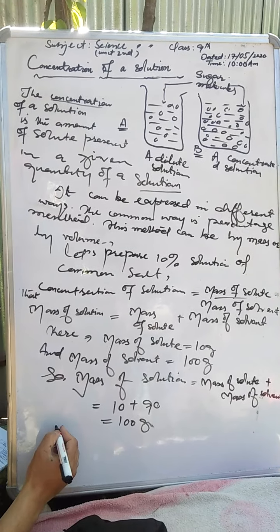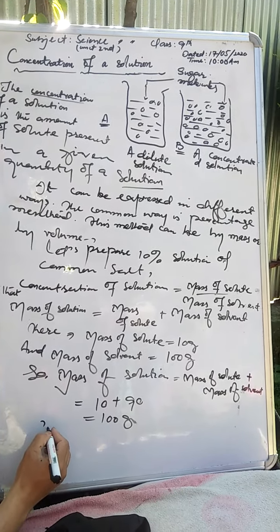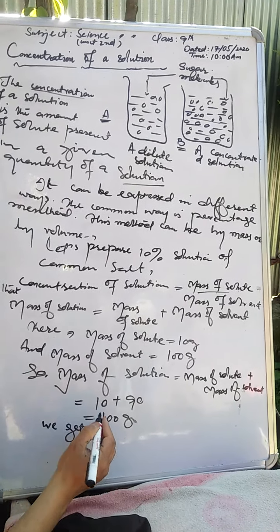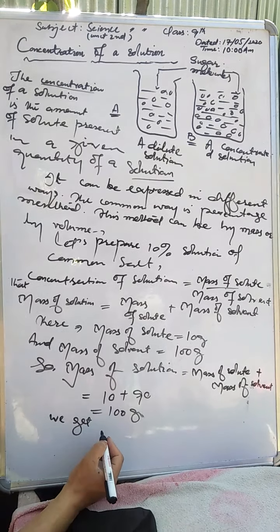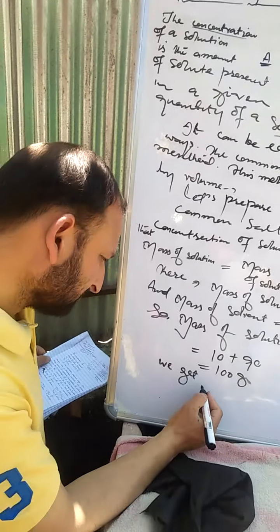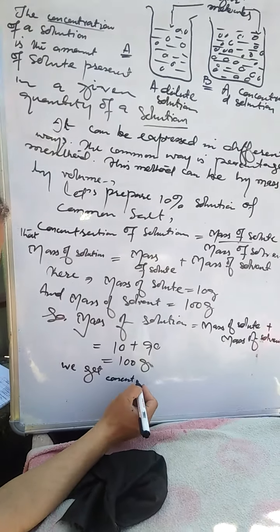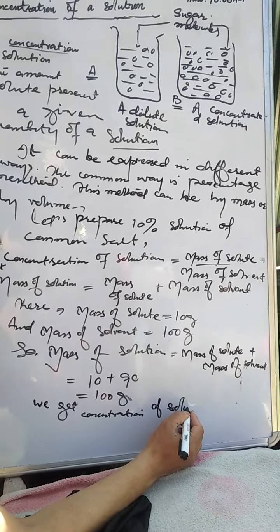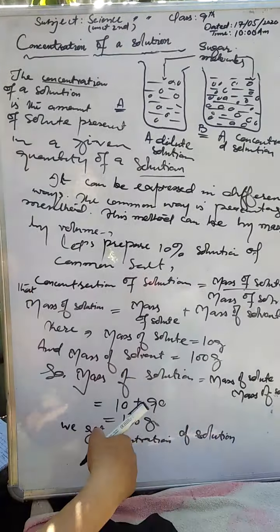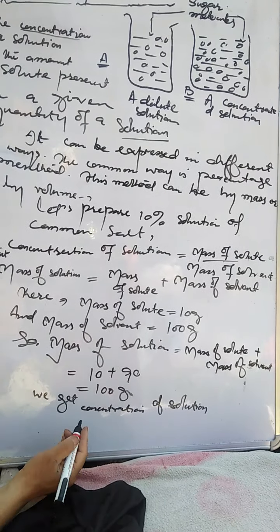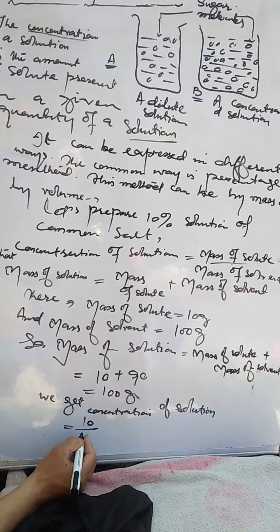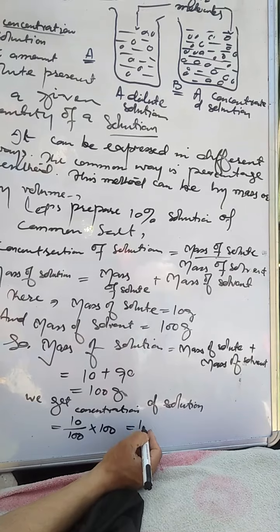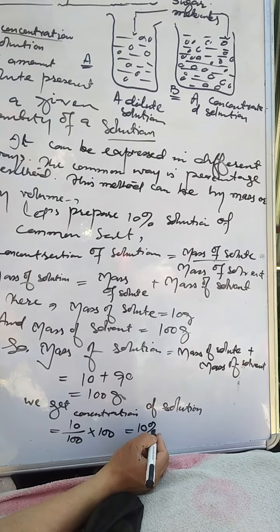Dear students, once again, the concentration of a solution is defined as the mass of solute in grams present in 100 grams of solution. For example, a 10% solution of common salt means that 10 grams of common salt are present in 100 grams of the solution.